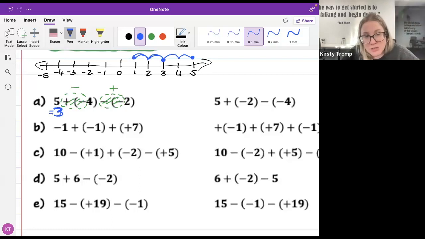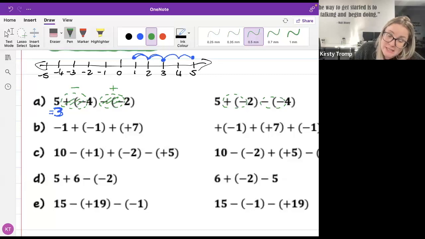Do you have to use a number line? No, you don't have to use a number line. Is it useful to use a number line? Yes. On the other side, I'm going to do the same steps. I'm going to circle my signs that are next to each other.